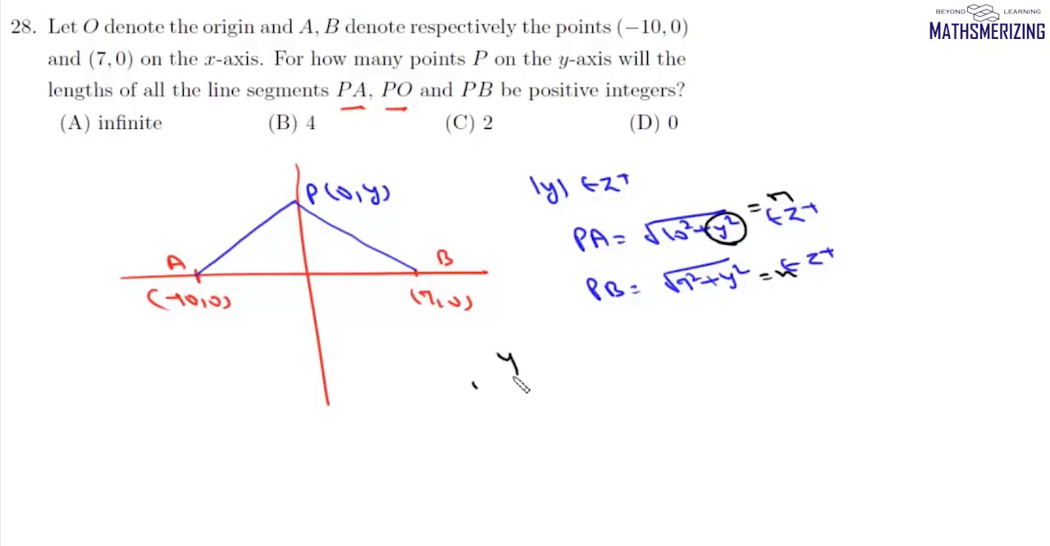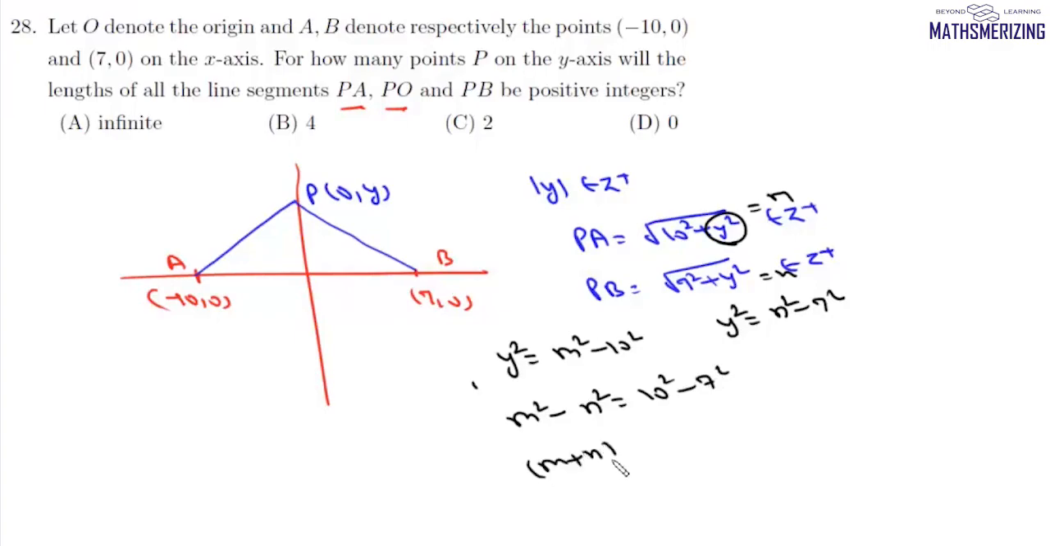So we can write y² as m² − 10², and from this second we can write y² as n² − 7². Now we'll equate them, we'll get m² − n² equals 10² − 7². So we can write this as (m + n)(m − n), and this value will be (10 + 7)(10 − 7). So it will be 17 into 3, which is 51.